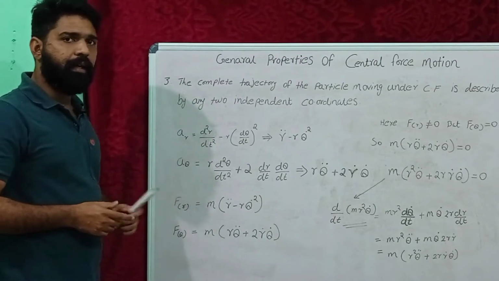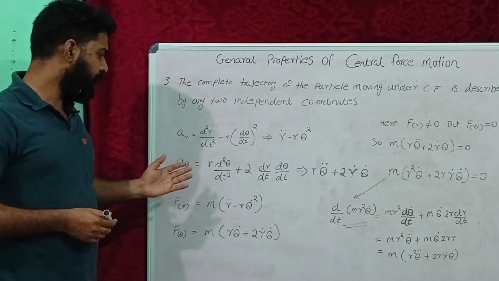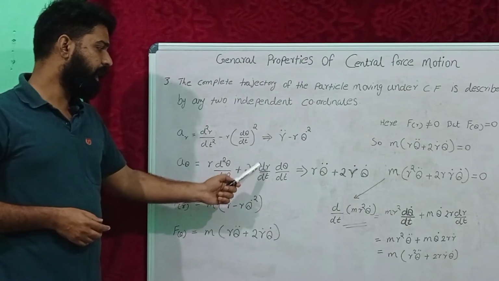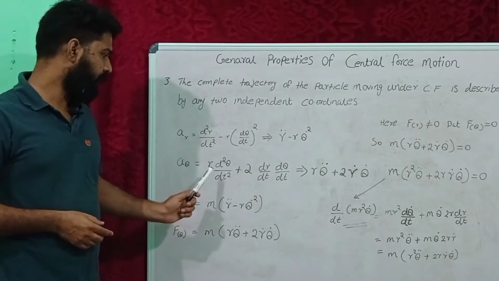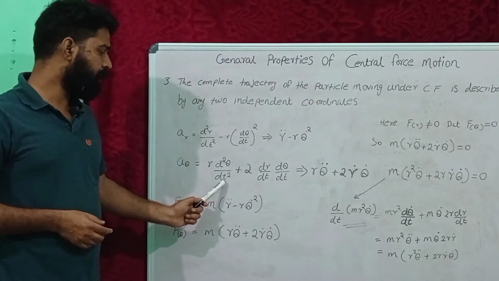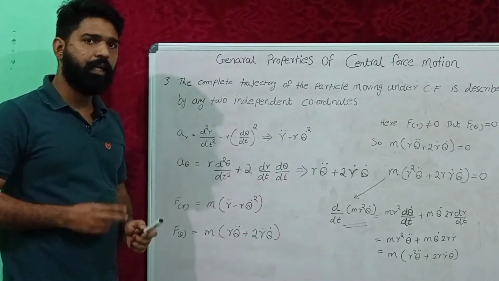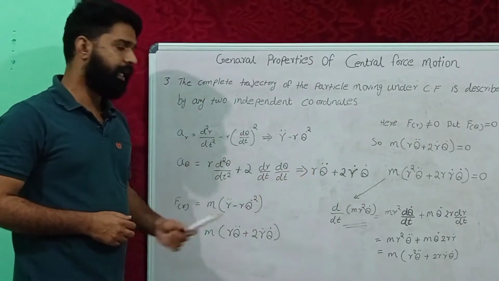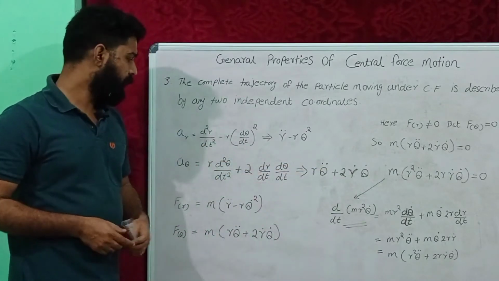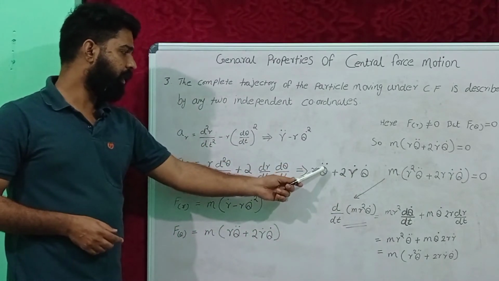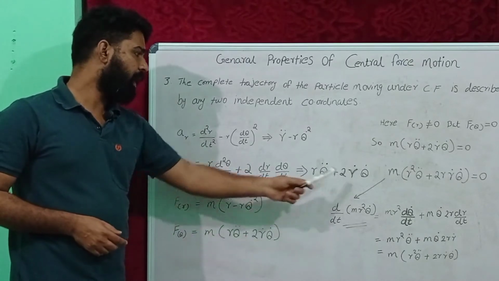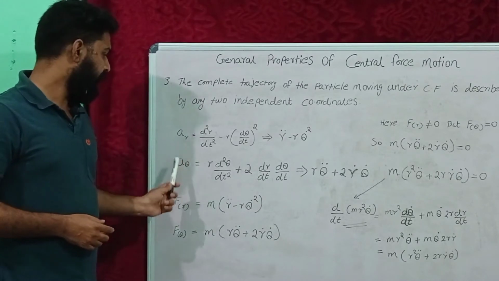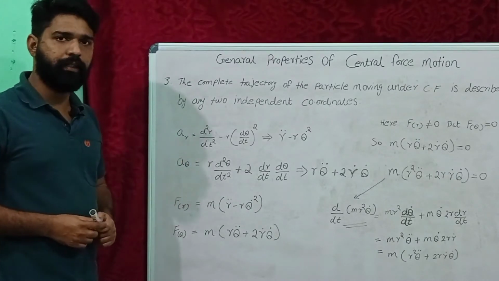In the case of theta, that is angular acceleration, the equation is r d square theta by dt square plus 2 dr by dt d theta by dt. Here d square theta by dt square is theta double dot, dr by dt is r dot, and d theta by dt is theta dot. So r theta double dot plus 2 r dot theta dot. This is the expression for radial acceleration, and this is the expression for angular acceleration.